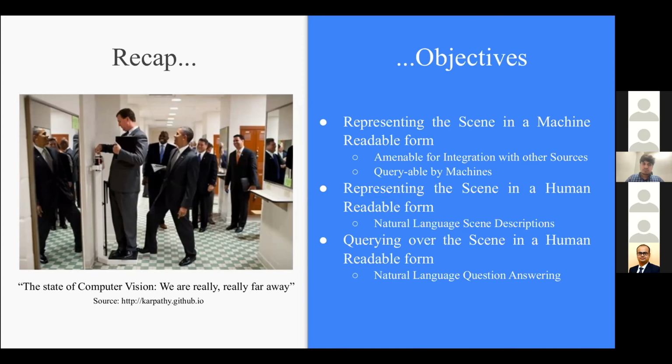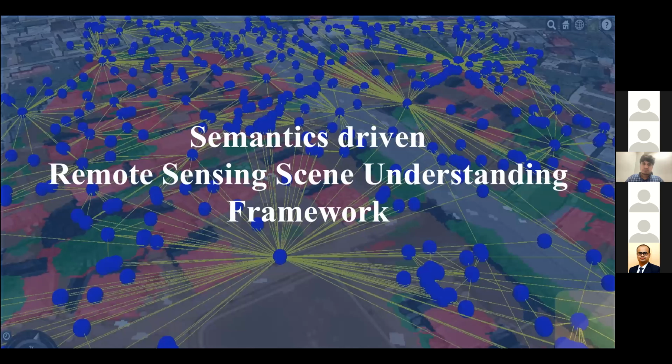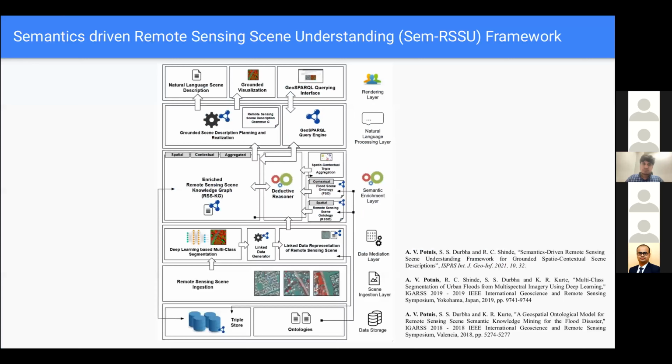So with these objectives in mind, we proposed this whole new research area of a semantics driven remote sensing scene understanding framework. This was a framework that was built during my doctoral research in collaboration with my colleagues at my lab at IIT Bombay. So I'll be running you all through this particular framework that we developed. We titled this framework SEM-RSSU for short, semantics driven remote sensing scene understanding. So let's talk a bit about that more.